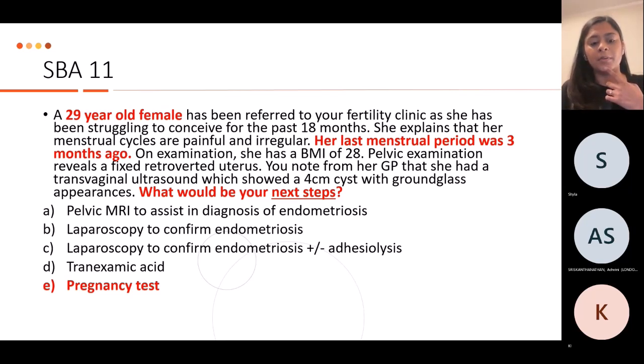endometriosis. Well, pelvic MRI is not one, but it is helpful to assist in the diagnosis of endometriosis, but it is not the gold standard. The gold standard is actually a diagnostic laparoscopy. And in women who are trying to get pregnant, because most of the options of treatment are usually hormonal, you tend to actually go for a laparoscopy to confirm the diagnosis and do an adhesiolysis because that really does help their fertility.